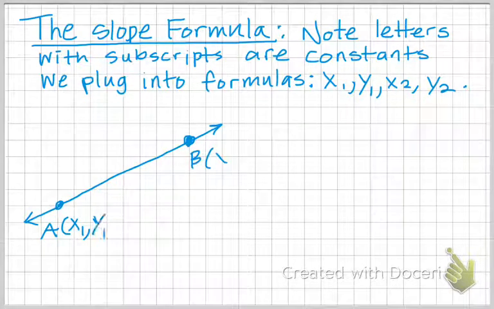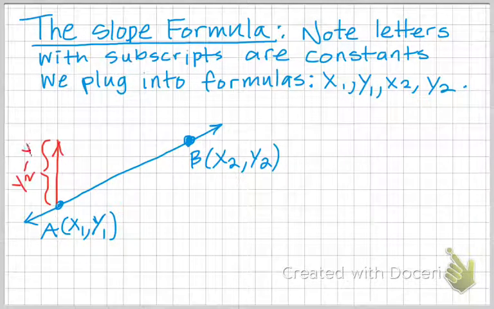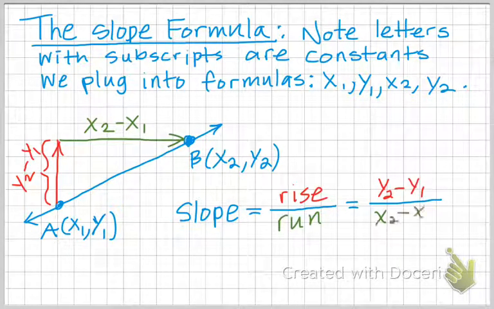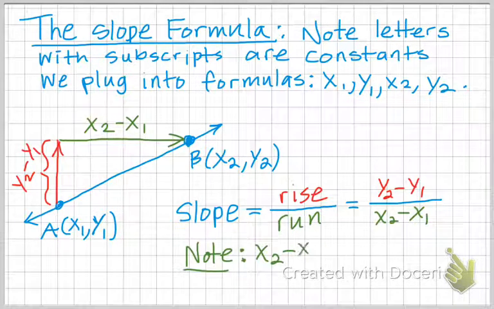So let's say we have the line with the 2 points A at x1, y1, and B at x2, y2. Using our formula for rise over run, we're going to rise up y2 minus y1 units, and we're going to run to the right x2 minus x1. So this gives us a slope formula for the rise over the run of y2 minus y1 over x2 minus x1. So we just need to see how to use this in an actual example.